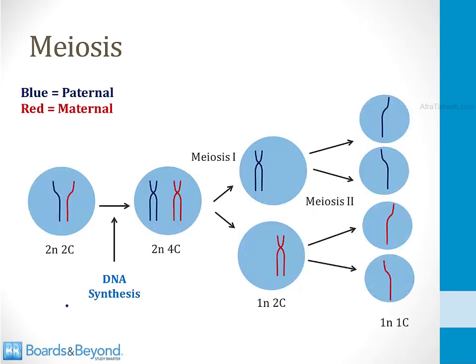So here's a picture just to make this even more clear. Let's imagine that we start with a cell that is 2N, 2C. It has two copies of each chromosome, and I've shown inside the cell a blue line and a red line to represent any particular chromosome. Let's just say it's chromosome 6 for argument's sake. So we've got two copies of chromosome 6, and each chromosome has only one chromatid. So this is a 2N, 2C cell.